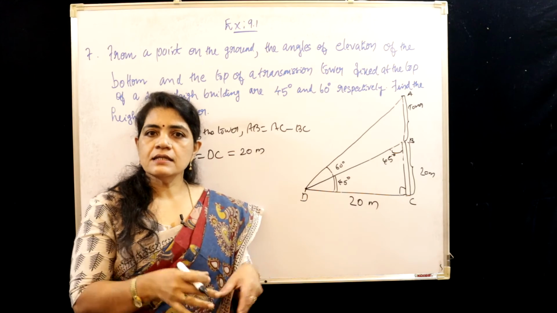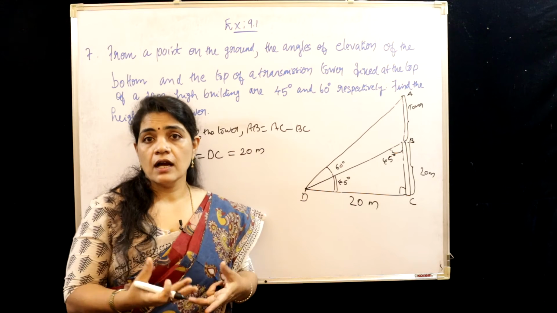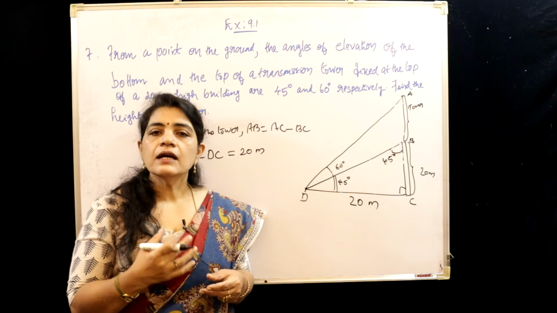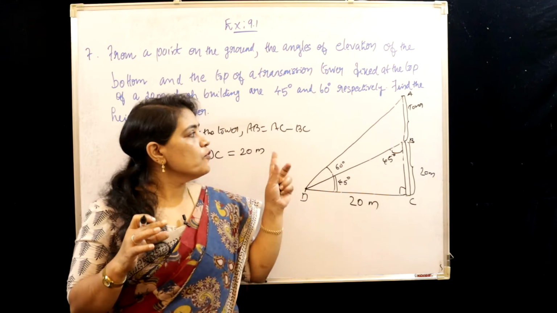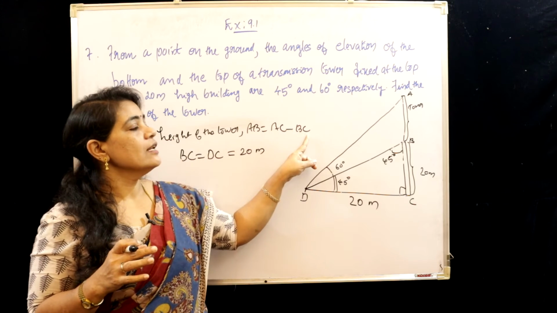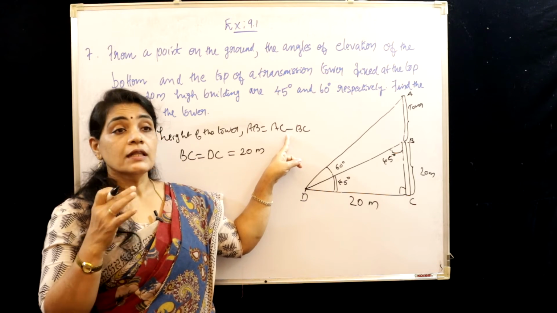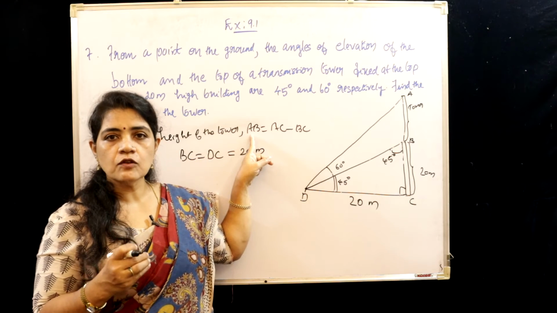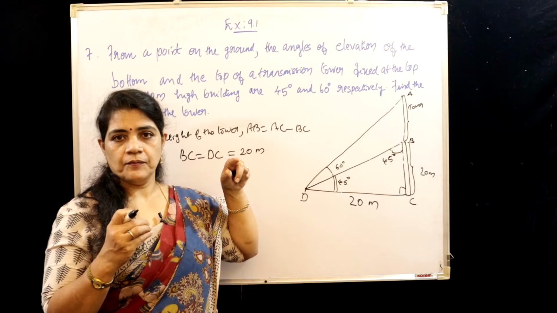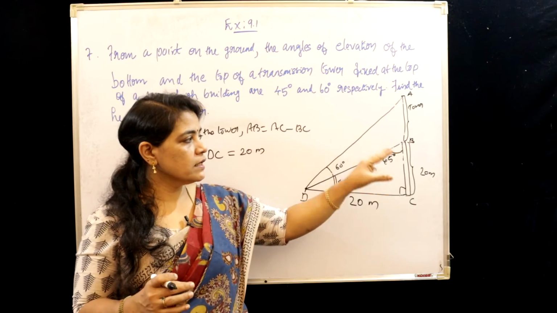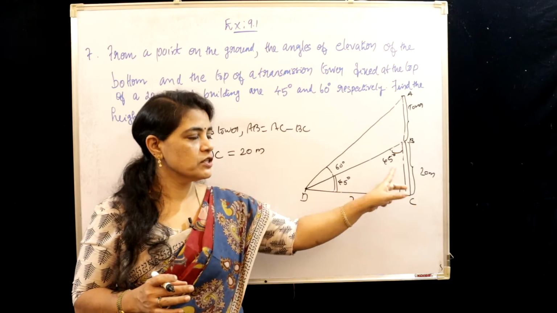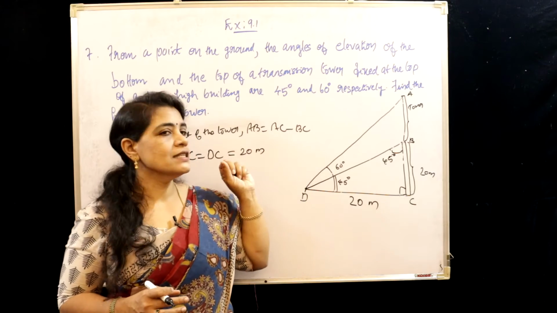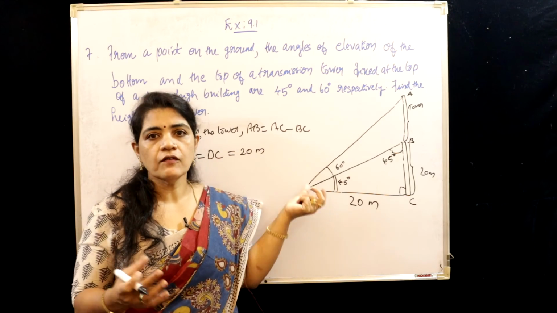And next step, you can consider right triangle ACD. And here we need, see children, from the figure, AC minus BC is equal to the height of the tower. So we should get an expression for AC and BC. AC is the side of the big right triangle and BC's measurement is given. And if you know this AC, you will be getting the height of the tower.